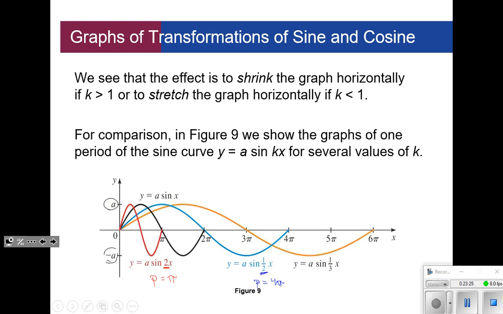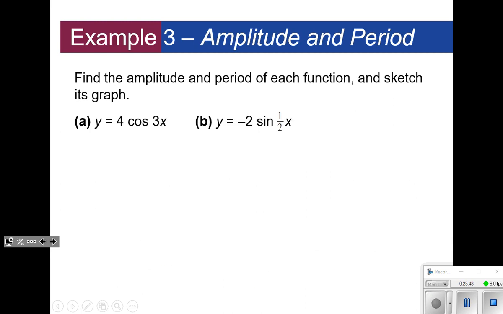If your k is 1/3, then your period, I'll work this one out, is 2 pi divided by 1/3, which equals 2 pi times 3, or 6 pi. It's going to take you 6 pi to make it through one full cycle. That's the difference in the k values.